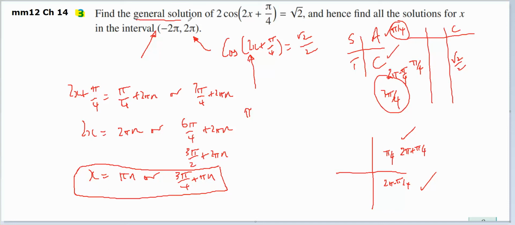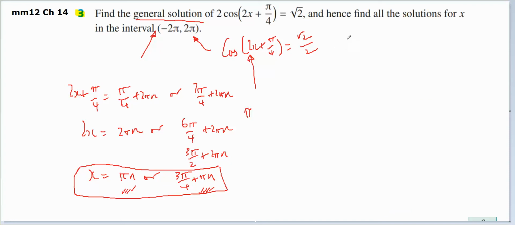Find the general solution. The general solution involves two parts, pi n, or 3 pi on 4 plus pi n. The second part of the question says find all of the solutions in this particular interval. So when n equals 0, x equals 0, or 3 pi on 4. When n equals 1, x is going to equal 1 times pi, or 3 pi on 4 plus pi, which is 7 pi on 4.